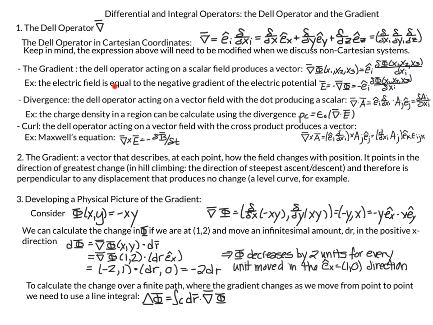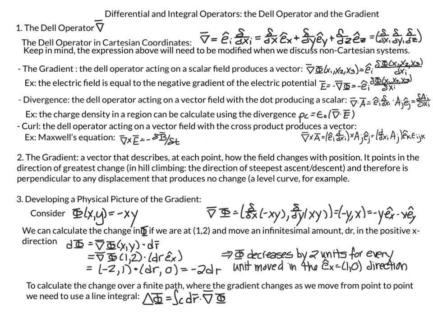And our example was the electric field is equal to the negative gradient of the electric potential. We talked about divergence and curl, and that's when we use the del operator acting on a vector field. We can operate using a dot product to give us divergence, or a cross product to give us curl. And we'll talk more about divergence and curl in our next video. We did some detailed analysis of the gradient, and we found that a gradient vector describes at each point how the field changes with position, and it points in the direction of greatest change, and also is perpendicular to any displacement that produces no change, for example, a level curve.